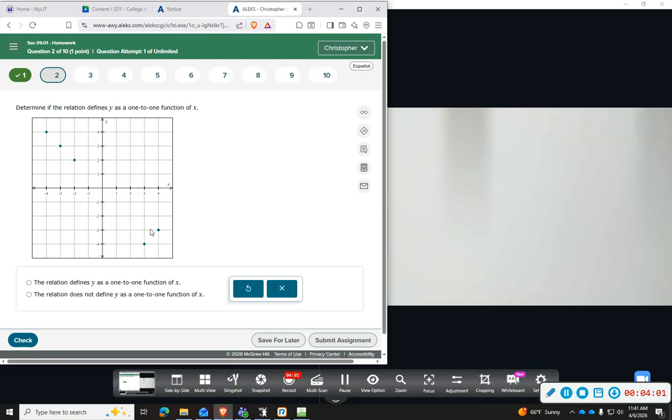All right, we have the same question. We just have a dot plot, a scatter plot, if you will. If I draw a vertical line, it only crosses each dot once. Same thing if I was doing horizontal. No horizontal line would hit more than one dot. No vertical line would hit more than one dot. So this does define y as a one-to-one function of x.